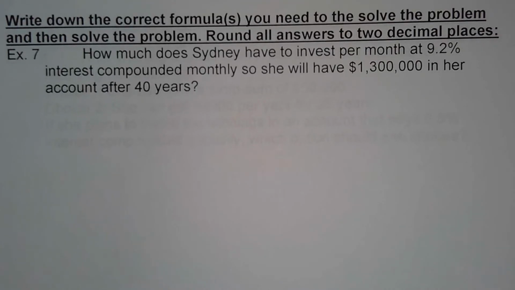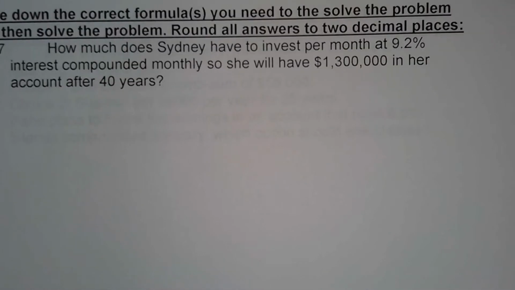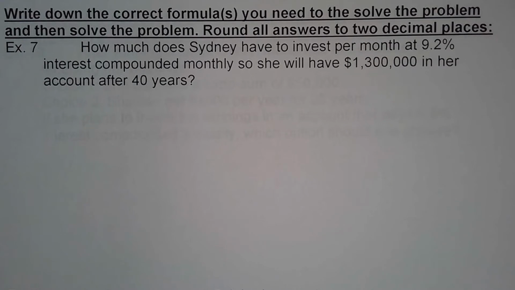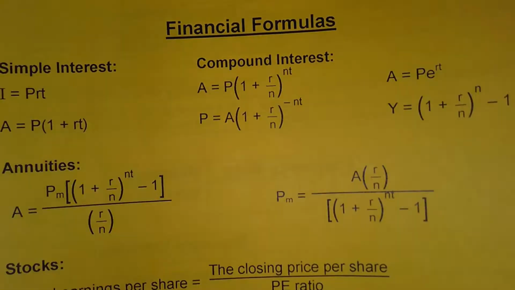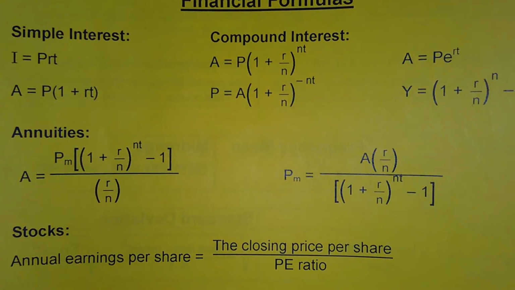Alright, so let's take a look at number 7. How much does Sydney have to invest per month at 9.2% interest compound monthly so she'll have $1,300,000 in her account after 40 years? So we're putting in the money every month.